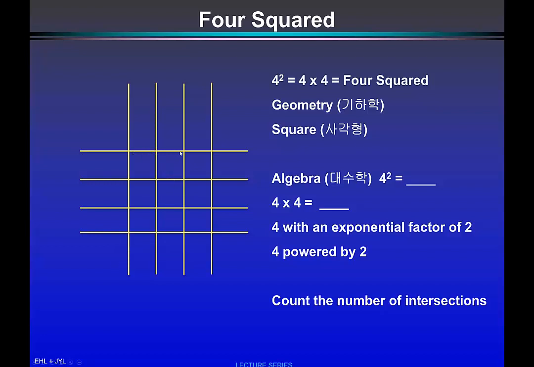1, 2, 3, 4, 5, 6, 7, 8, 9, 10, 11, 12, 13, 14, 15, 16. So we have four equal sides. 1, 2, 3, 4. You have a square of 4 equal sides with a 90-degree angle.